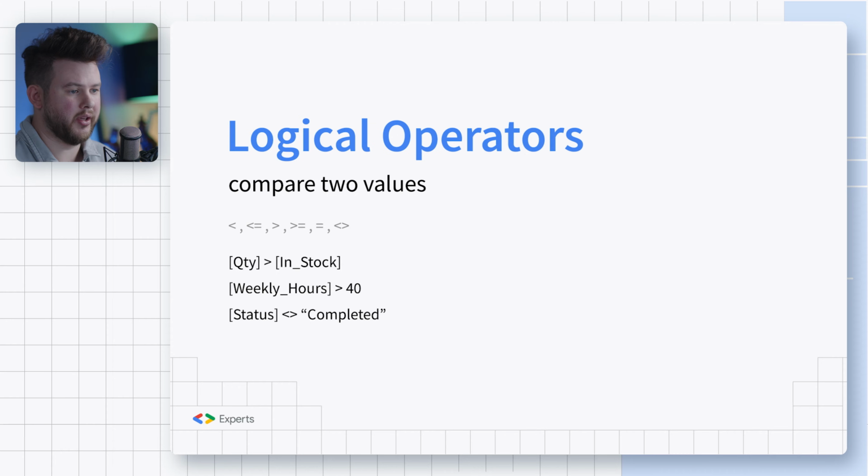Next, we have weekly hours is greater than 40. This is a column being compared to a static value. Last, we have status does not equal completed. This would return true if the project is not completed, but would return false if the status is completed. This could be used to say yes or no, is the project active?